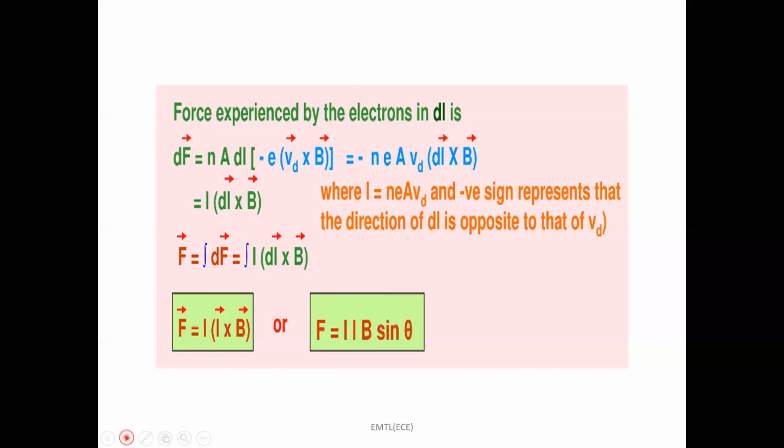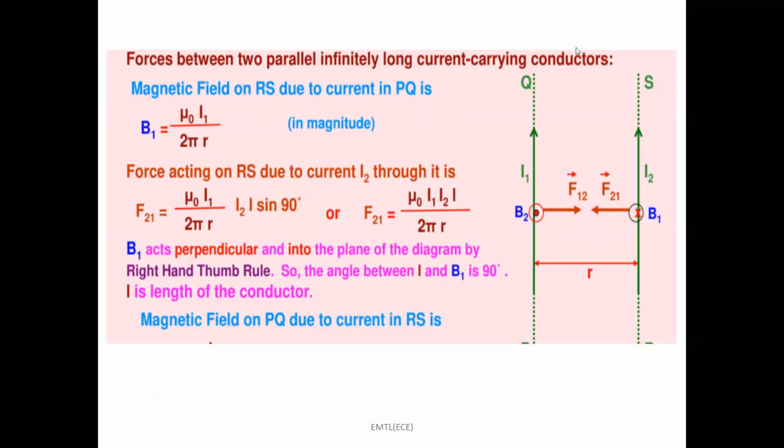Now the next concept is the force experienced between two parallel infinite long current carrying conductors. So here, these are the current carrying conductors. Here, this is Q and this is S. They are long current carrying conductors. So I1 is the current passed through the Q conductor and I2 is the current passed through the S conductor.